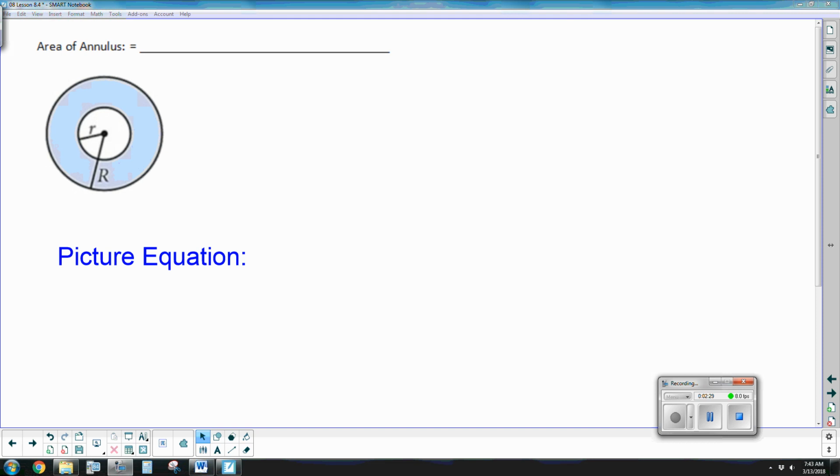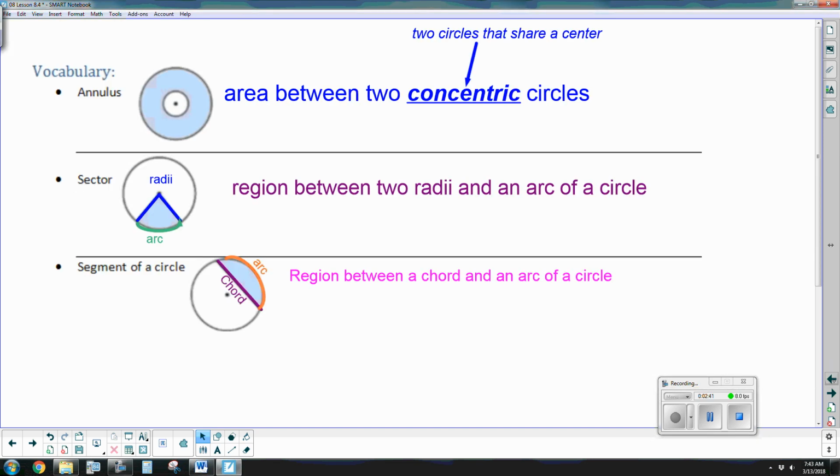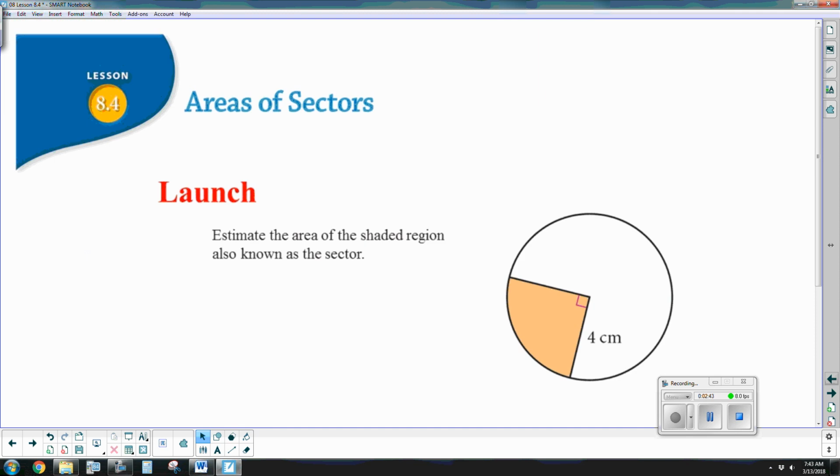So our first section that we're going to get an equation for is the annulus, the area of the annulus. Actually, before we do this, we're going to look back on your note sheet. There's this launch example. So in this example, take a minute and estimate the area of the shaded region. So we just defined this shaded region as a sector of the circle, and this is the radius, 4 centimeters. That means that this is also 4 centimeters.